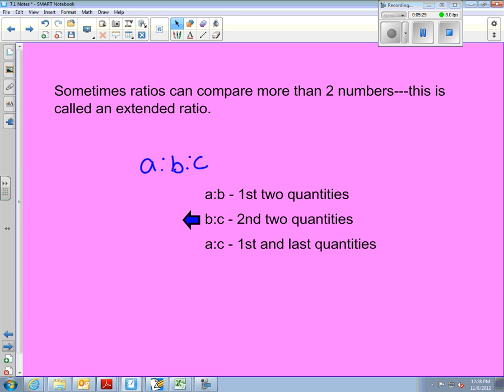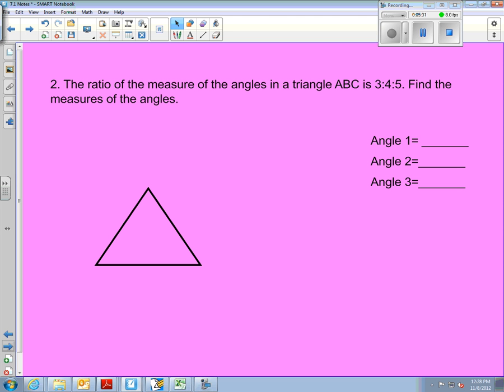So let's go ahead and put this ratio to some geometry. The ratio of the measure of angles in a triangle ABC is 3 to 4 to 5. Find the measures of the angles. Well, we do know one thing is that all three angles in a triangle add up to equal 180.